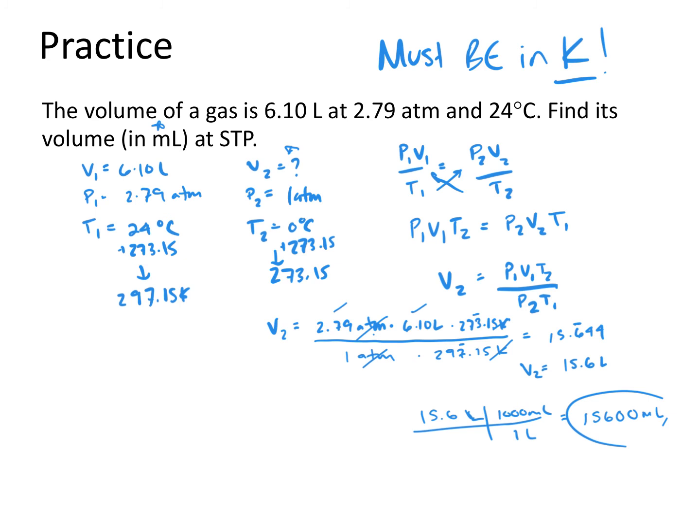So again, guys, with these problems, you're going to write out all the variables. That's going to help you decide which equation you're going to use. You're going to manipulate that equation. Check your units to make sure that they match. So pressures and volumes need to be the same. And then remember, your temperature must be in Kelvin.